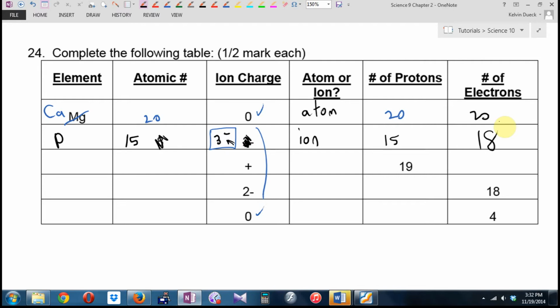So, ready? Since you brought it up, let's do 3 plus, and let me pick a different one here. Let's do 21 protons. So if it's 21 protons, what atomic number is it? 21.